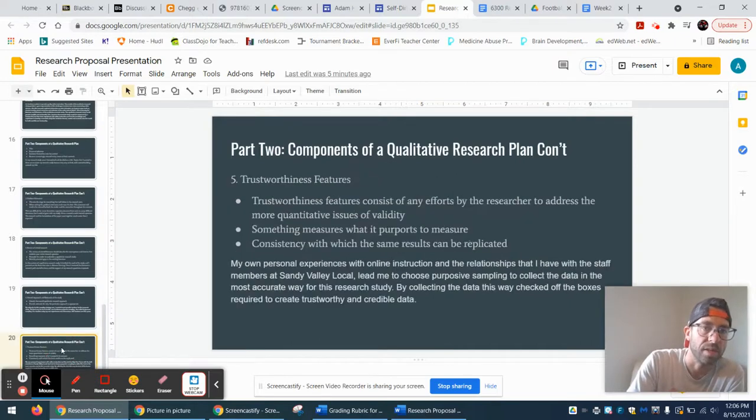And the last concept that I want to talk about is trustworthiness features. The trustworthiness feature consists of any efforts by the researcher to address the more quantitative issues of validity. So something measures what it purports to measure. Consistency with which the same results can be replicated. So my own personal experience with online instruction and the relationship that I have with the staff members at Sandy Valley Local led me to choose purposive sampling to collect the data in the most accurate way for this research study. By collecting the data, this checked off all the boxes required to create trustworthy and credible data.